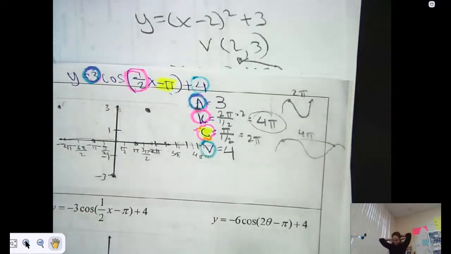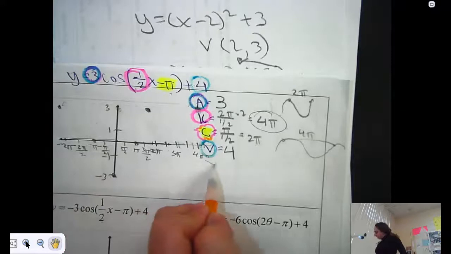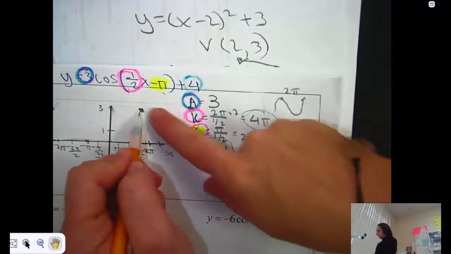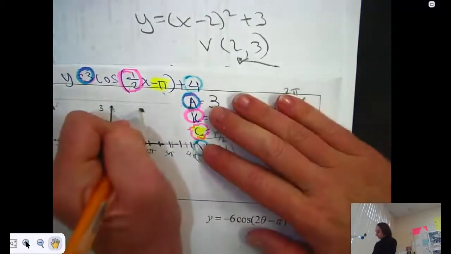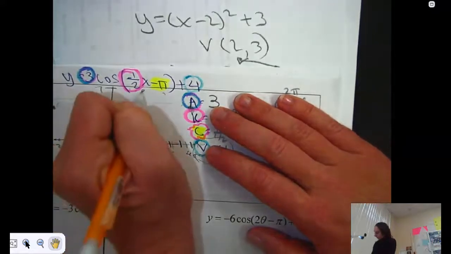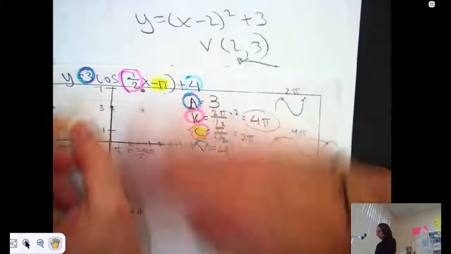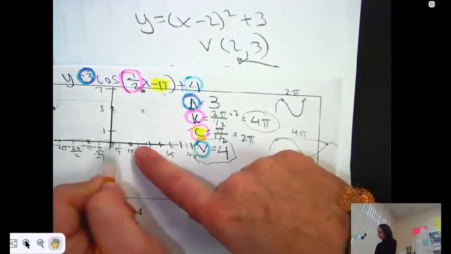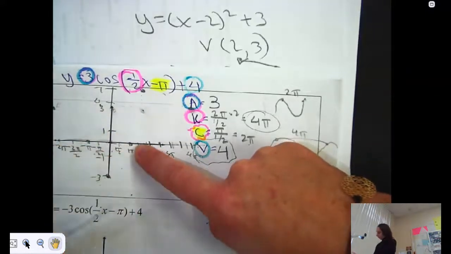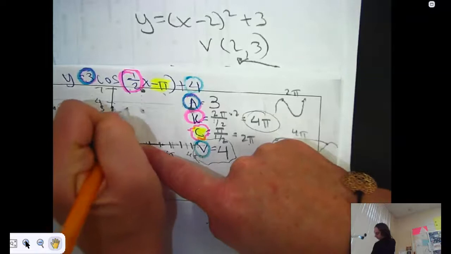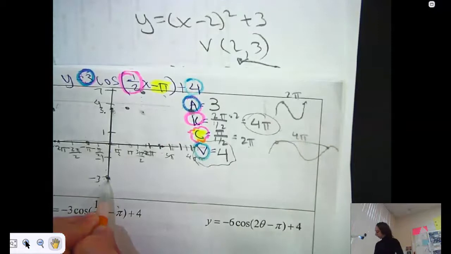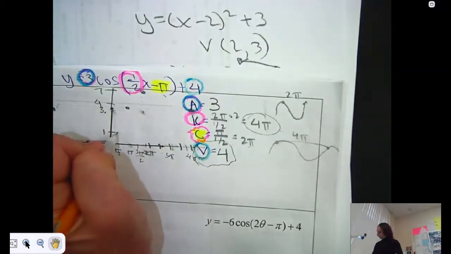However, the problem is now I didn't acknowledge my vertical shift. I probably should have had more examples with vertical shift. That means instead of my top being at 3, my top is actually up 4: 1, 2, 3, 4. So that means my top is actually at 7. Which means if my middle was at 0, then now my middle is at 4, not drawn to scale. And that means if my bottom was really at 3, my bottom is really at 1.